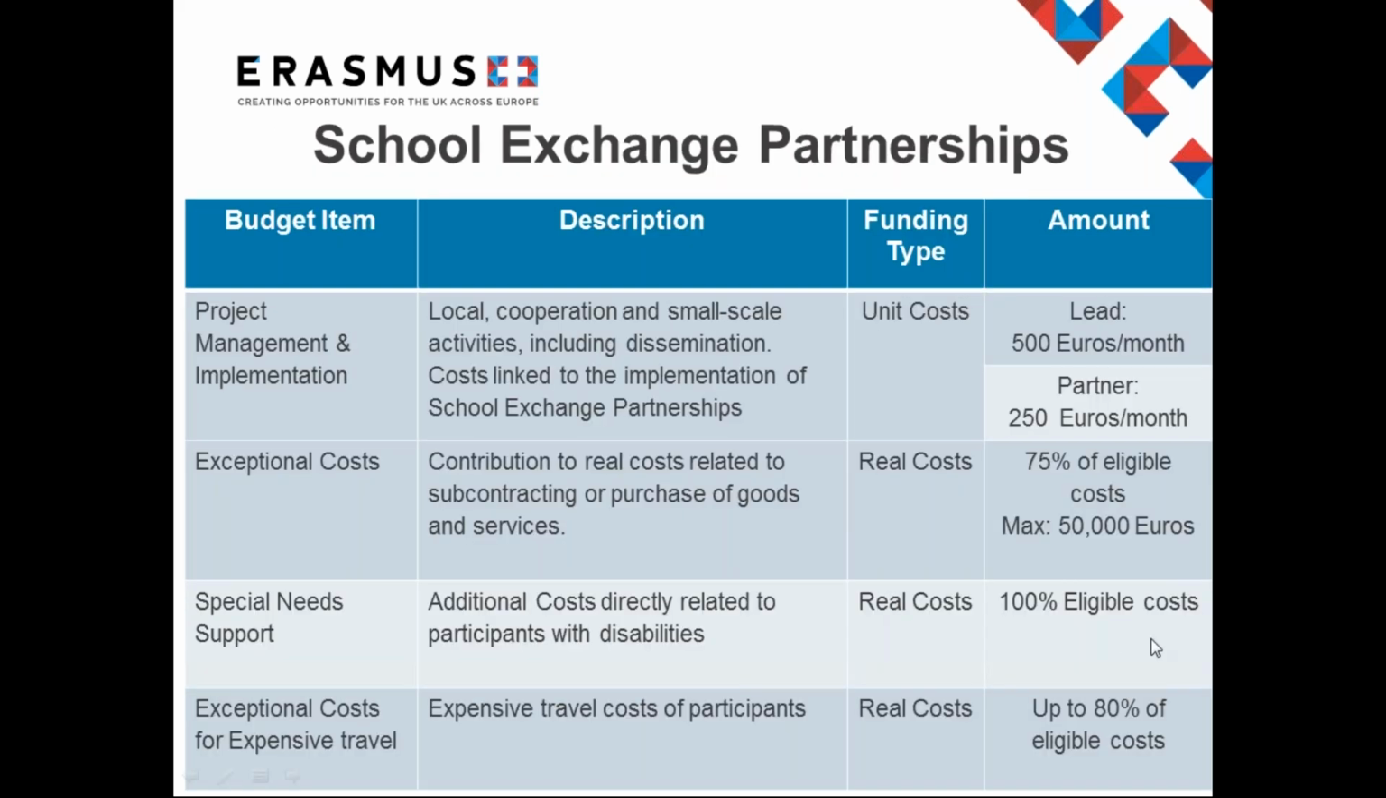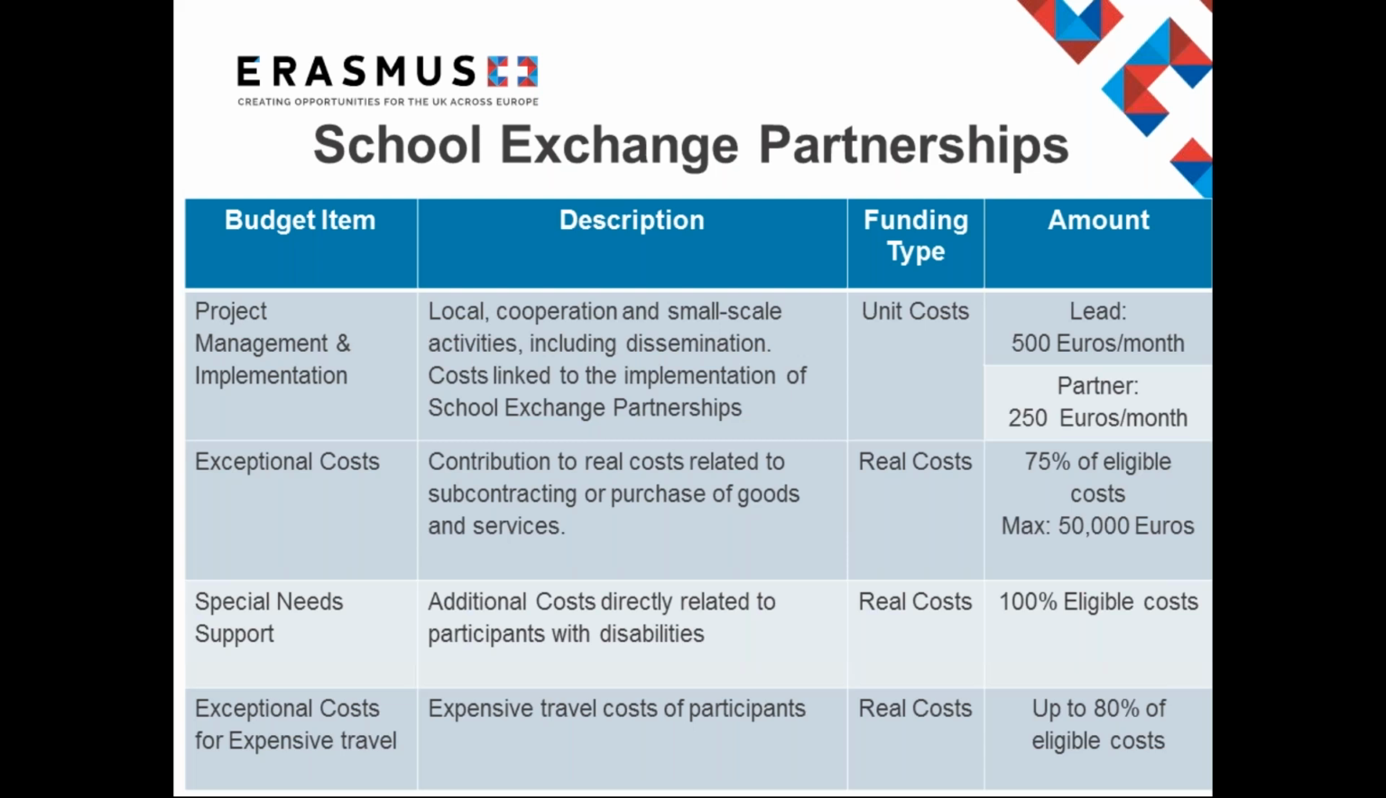You can now see on the screen a number of budget categories. The first one is project management and implementation. This category is automatically calculated by the form, as all organizations within the partnership will receive this type of funding. Funding is calculated based on the duration of the project.